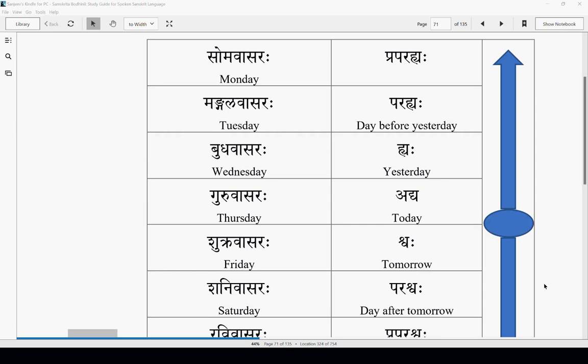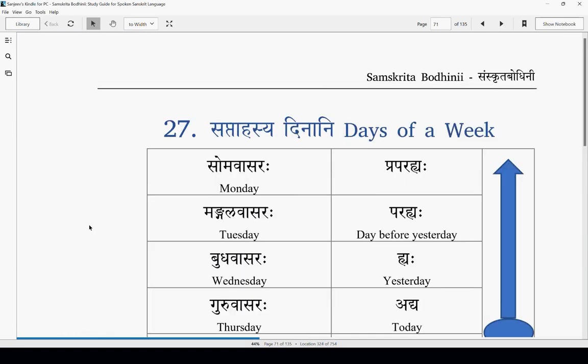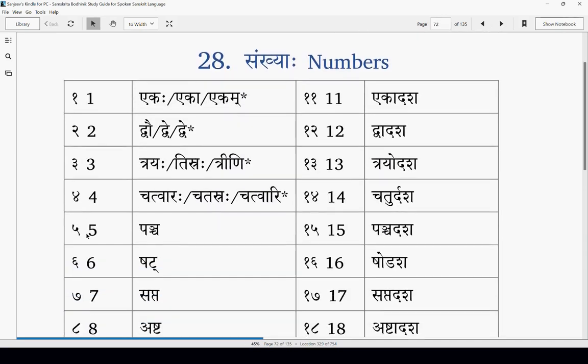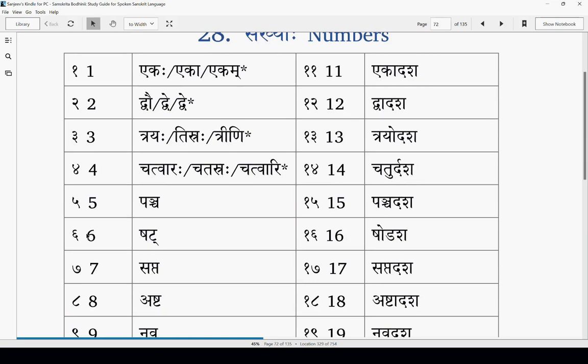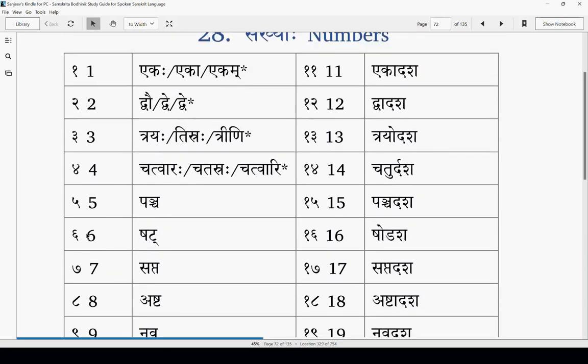Saptasya Dhanani. So we can start with numbers. I've got about 15 minutes. We can just read through this. Sankhya, numbers.